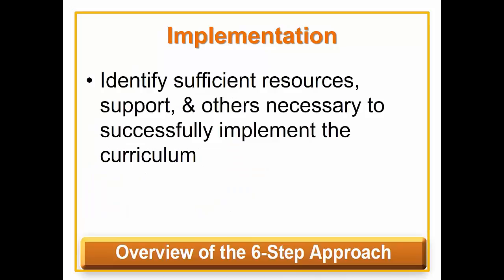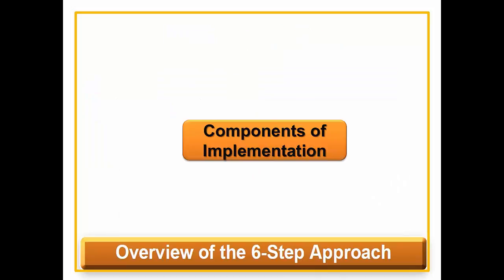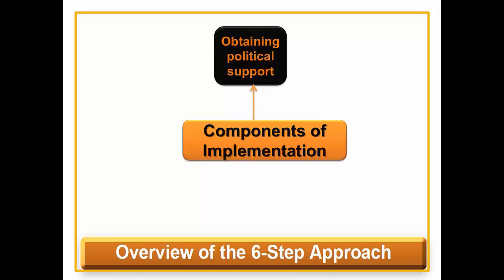In implementation, we identify sufficient resources, support, and others necessary to successfully implement the curriculum. And to do this, we have to refer to goals and objectives from Step 3 and the educational strategies that we identified in Step 4. There are 6 components to implementation.